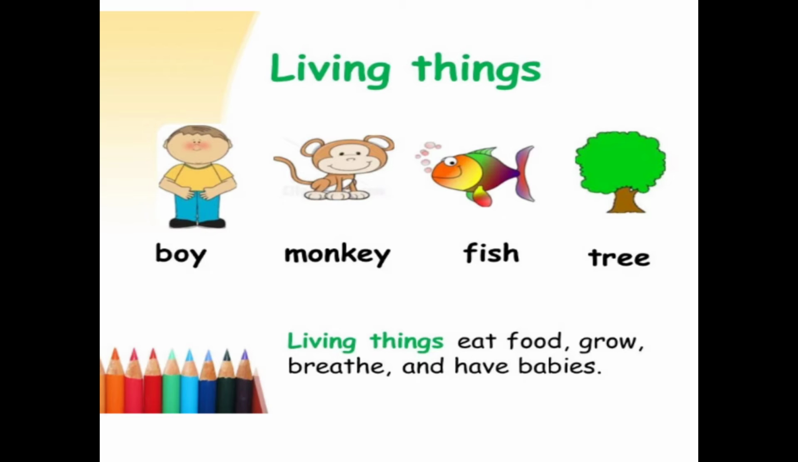How can we say the thing is a living thing or a non-living thing? For example, if I say the boy is a living thing. But why? Because living things can eat food, they can grow, they can breathe, and they can have babies.